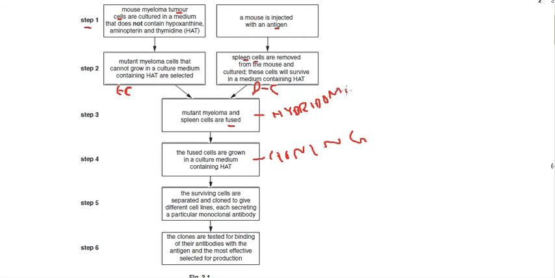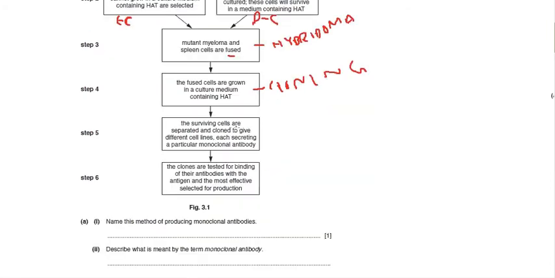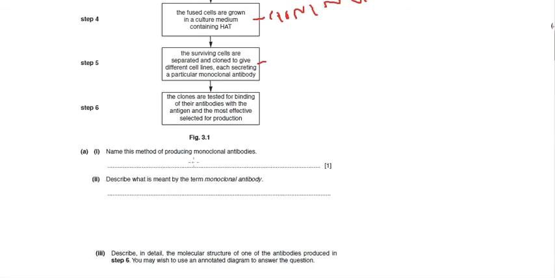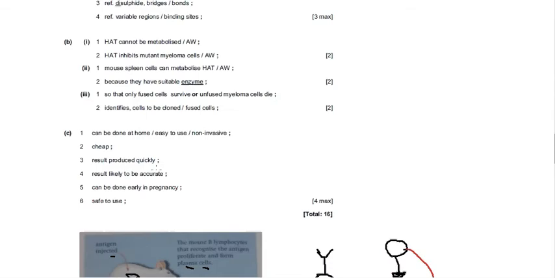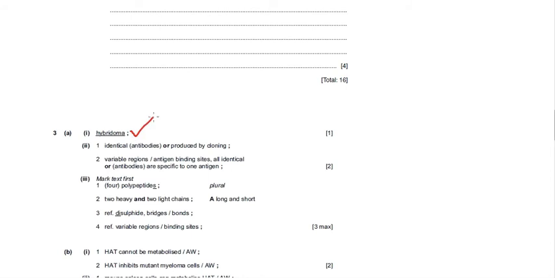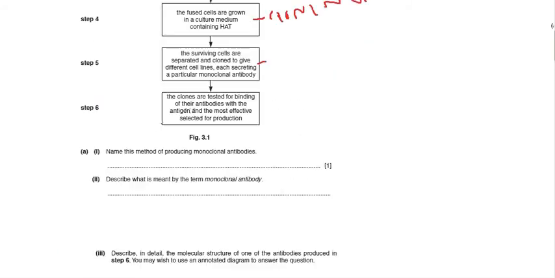Hybridoma, right? And then the surviving cells are separated and cloned to give different cell lines, each secreting a particular monoclonal antibody. The clones are tested for binding of the antibodies with the antigen, and the most effective selected for production. So name this method of producing monoclonal antibodies. I think it's the hybridoma method. So we have to mention this, and that's why they didn't mention the term hybridoma here.